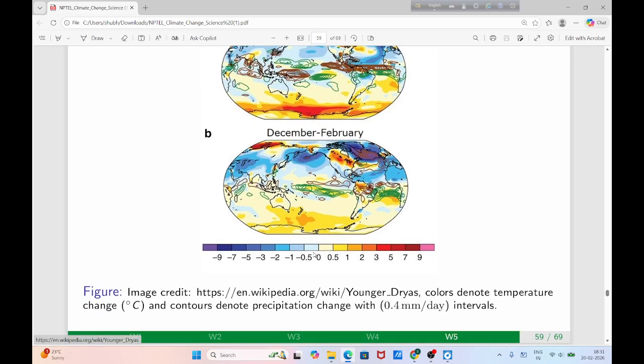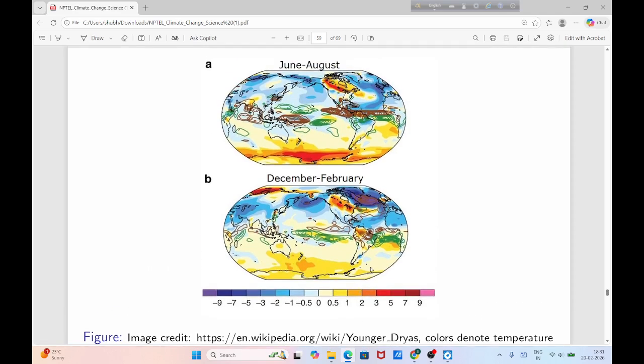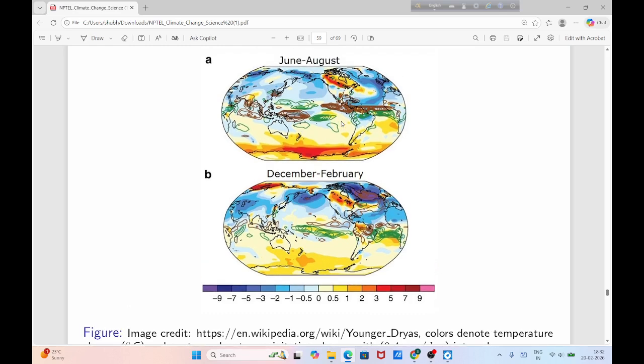Okay. And corresponding precipitation changes are also shown here. Green contours show increase in the precipitation, brown contours show decrease in the precipitation. You can see they also changed over these regions. So in the summertime of the northern hemisphere, the northern part of South America and the southern part of North America experienced lower rainfall. But rainfall also increased across different regions in the world.